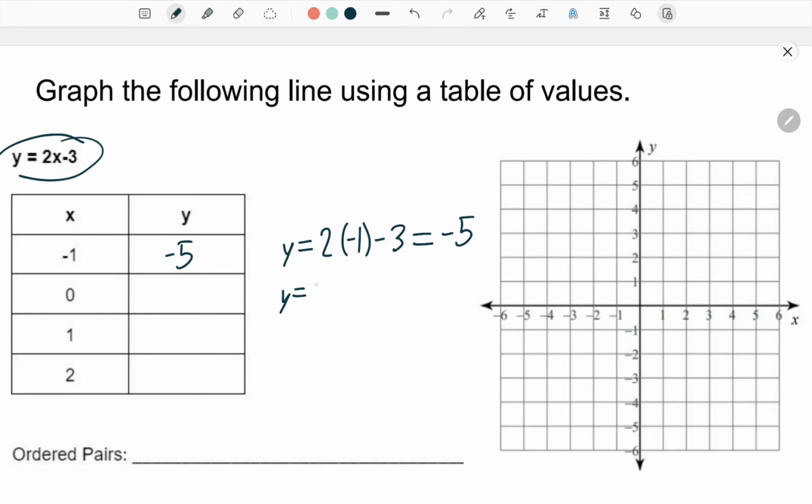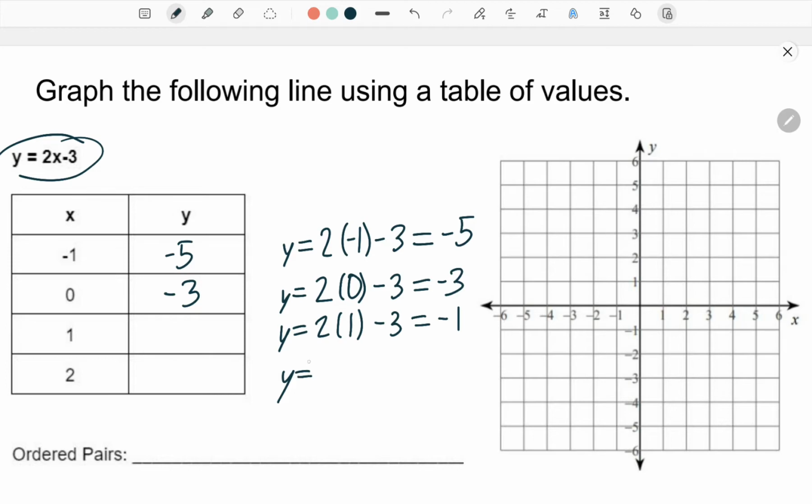All right, next we do the same thing, but now we just use the next number in the table. So next is x equal to 0, so 2 times 0, minus 3. 2 times 0 is just 0. Minus 3 is just -3. Continuing on, y equal to 2 times 1 minus 3 is going to be 2 minus 3, which is just -1. And lastly, you have 2 times 2 minus 3. 2 times 2 gives you 4, minus 3 is 1. And there you have your table of values.